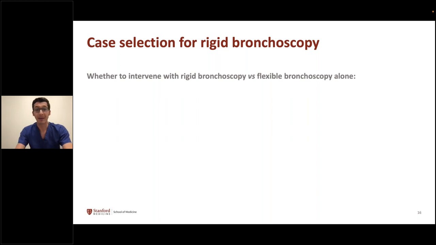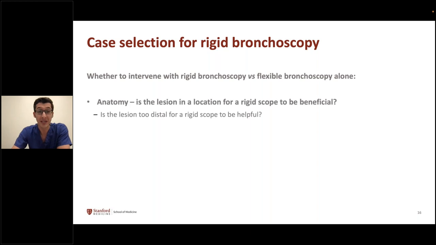So in thinking about this question, we consider appropriate case selection for rigid bronchoscopy. What are the reasons whether to intervene with rigid bronchoscopy or flexible bronchoscopy alone? One is anatomy. So is the lesion in a location for a rigid scope to be beneficial? And conversely, is the lesion too distal for a rigid scope to be helpful? If you're dealing with something in the trachea or the main stem bronchi or some of the lobar airways, rigid bronchoscopy can be really helpful.